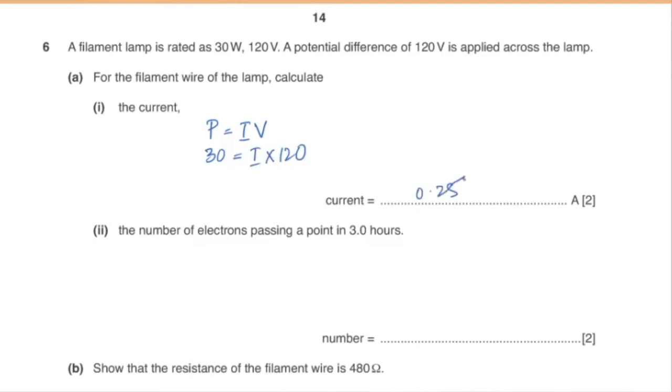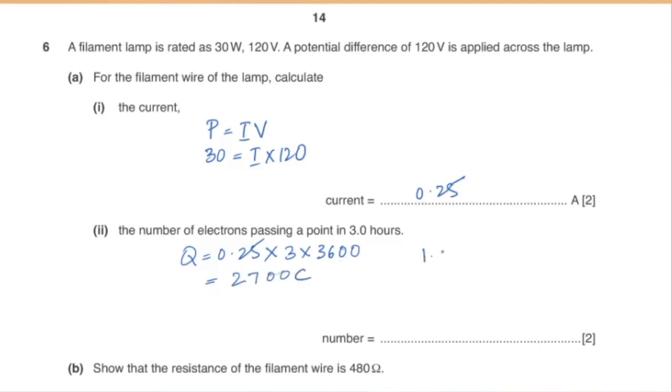Part 2, the number of electrons passing a point in 3 hours. For that, we need to first find the amount of charge that passes through the wire of the lamp in 3 hours. So charge is equal to current times time, which needs to be in seconds. So 3 hours times 3600 to convert that to seconds. And the amount of charge that passes through the wire is 2700 coulombs in 3 hours.